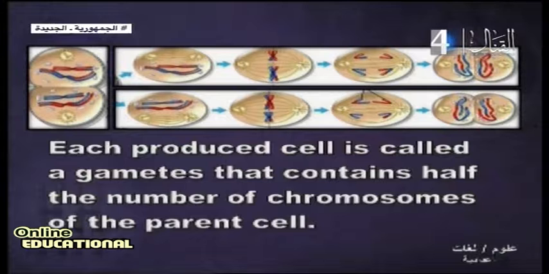So each produced cell is called a gamete that contains half the number of chromosomes of the parent cell. By the way, gametes must contain n, or half the number of chromosomes, because when they combine again, forming a zygote or embryo, it contains the complete number of chromosomes again, which is 2n.